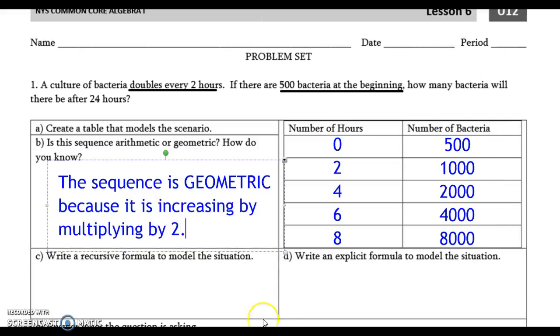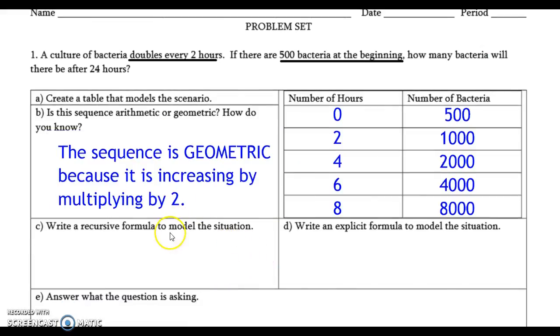If we were to write a recursive formula to model the situation, we'd need to know a little bit more information. Right now we have the number of hours at 0, the number of hours 2, the number of hours 4, but we don't know the amount of bacteria at 1 hour. So there's a way to figure that out. I'd like you to try to figure that out first, pause the video, and then come back and we'll talk about it.